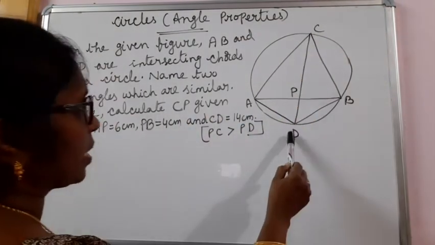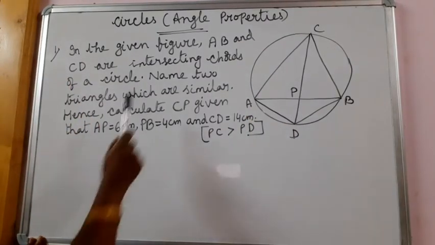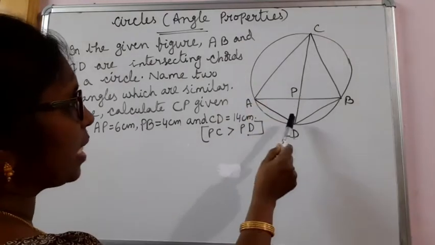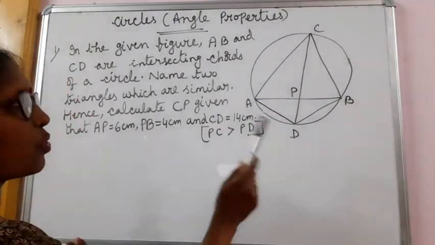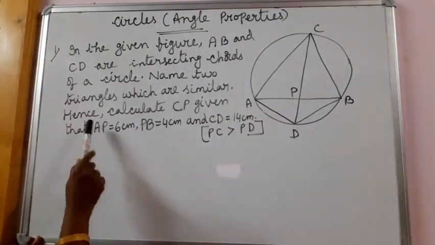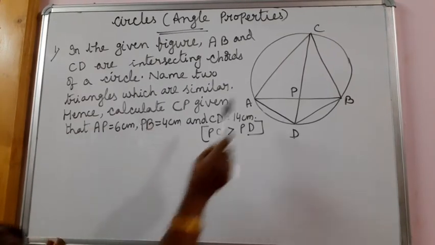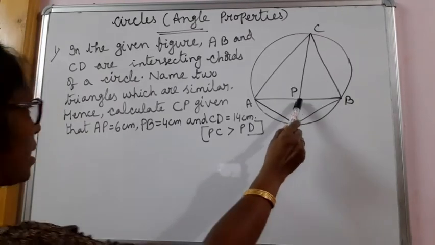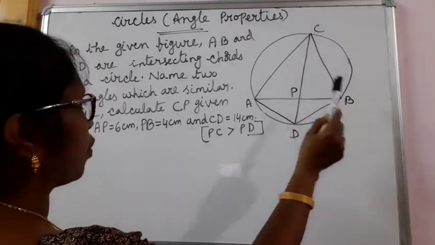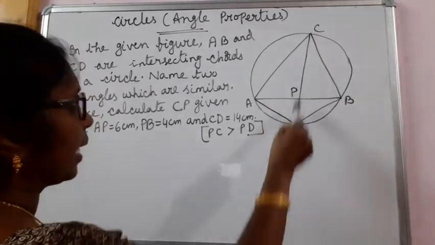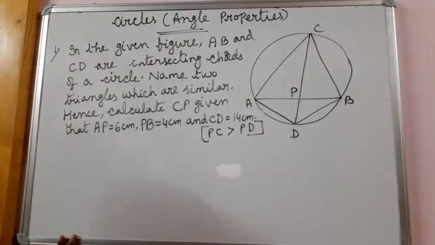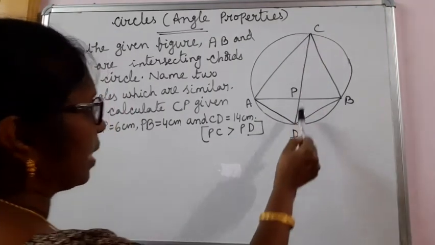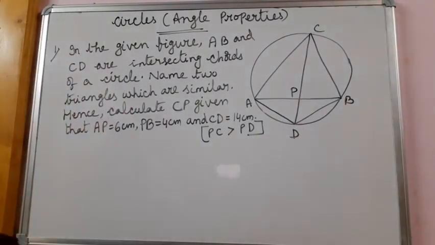Chord AB and chord CD are intersecting at P. Name two triangles which are similar. So in this figure, name two triangles which are similar. Hence, calculate CP given that AB is 6 cm, PB is 4 cm and CD, complete CD, is given 14 cm, and it is given that PC is greater than PD.